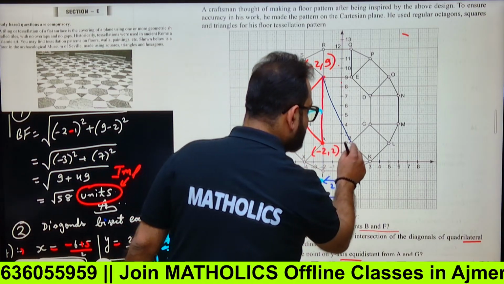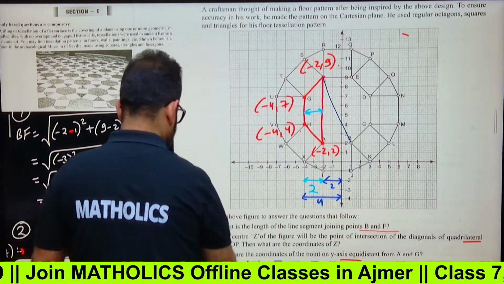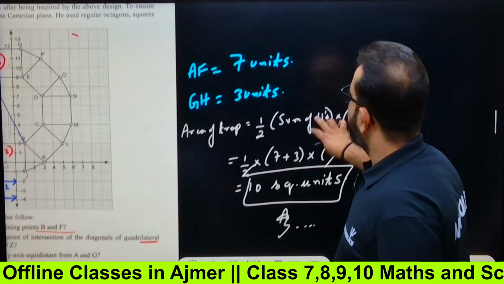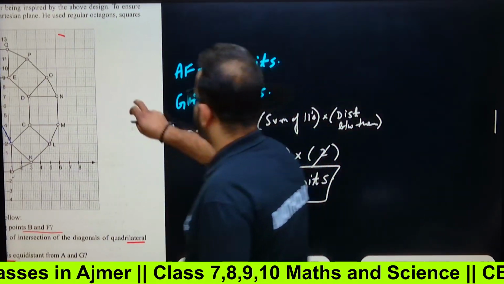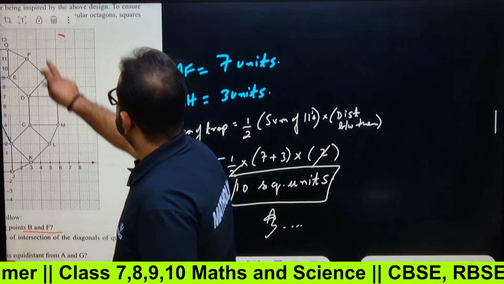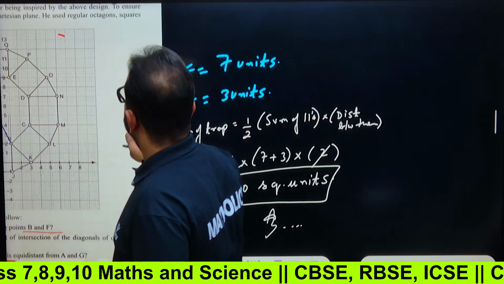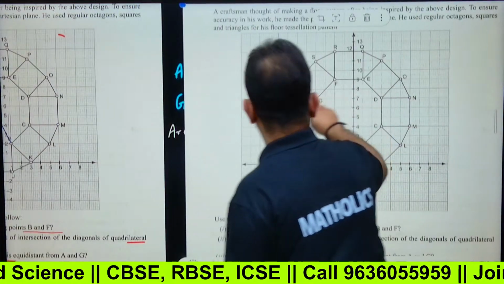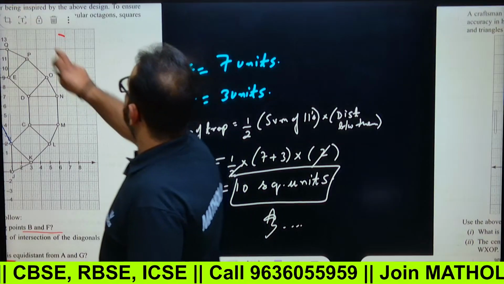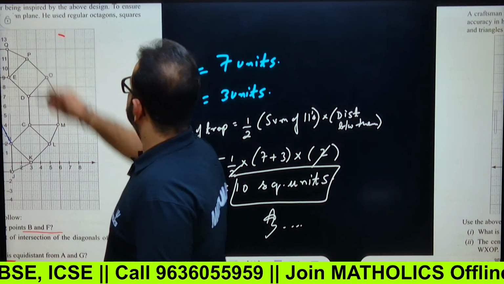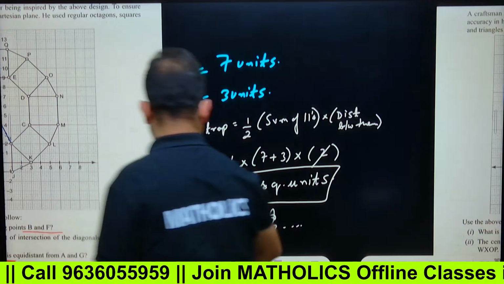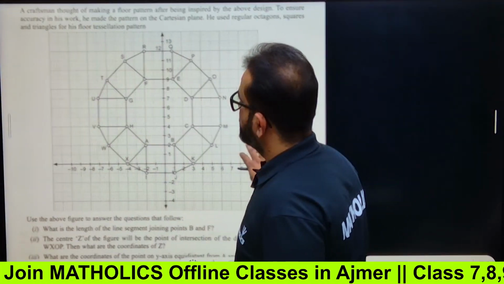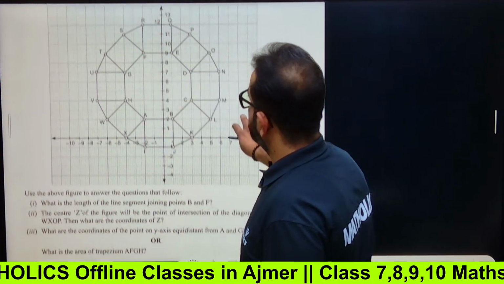Coordinates of B, this is 1, this is 2. So x equals 2. Wait. Okay, now we can solve it very clearly.